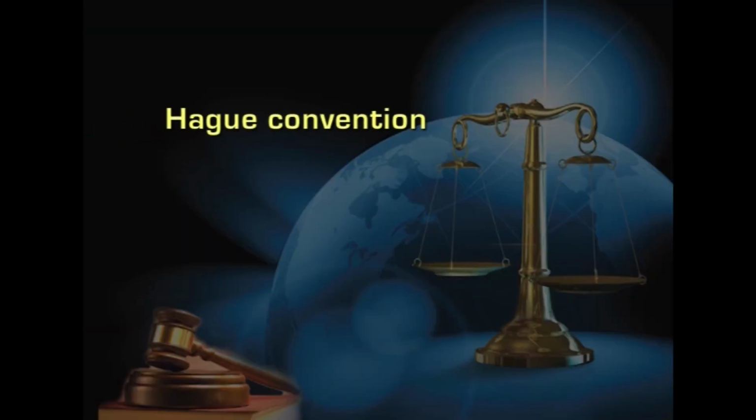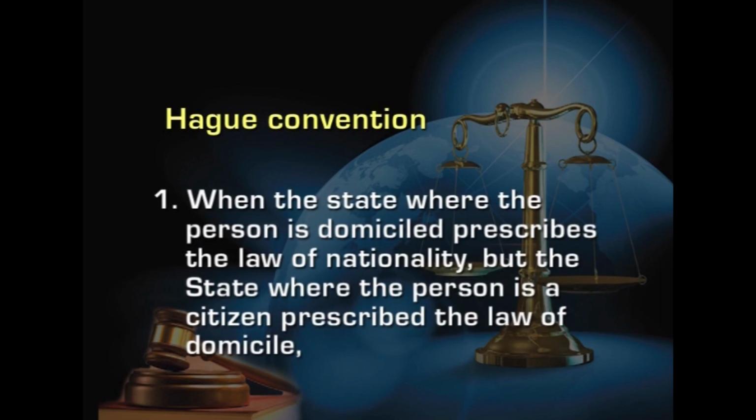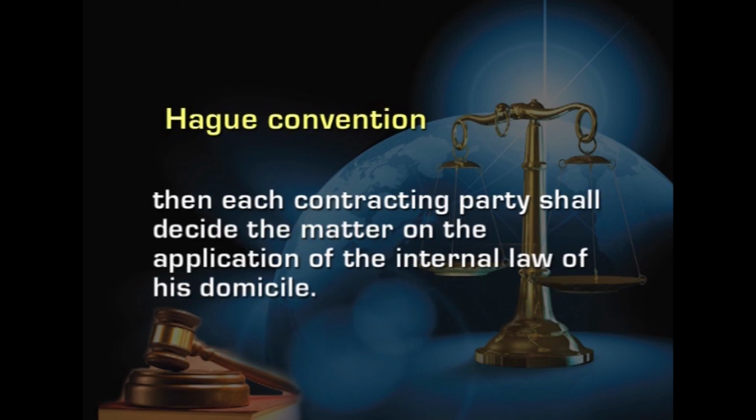It is necessary to recall here the provisions of the draft Hague Convention, which later came to be the International Convention of Private International Law 1951. These few provisions state: 1. When the state where the person is domiciled prescribes the law of nationality, but the state where the person is a citizen prescribes the law of domicile, then each contracting party shall decide the matter on the application of the internal law of his domicile.